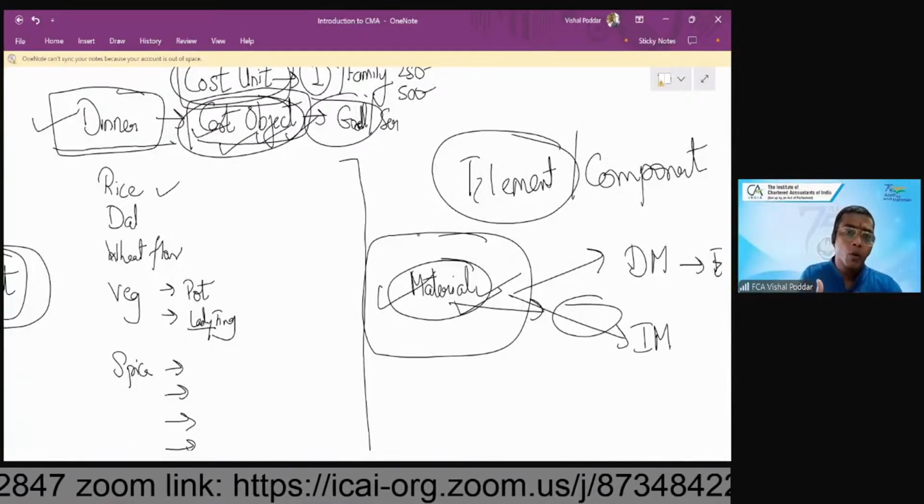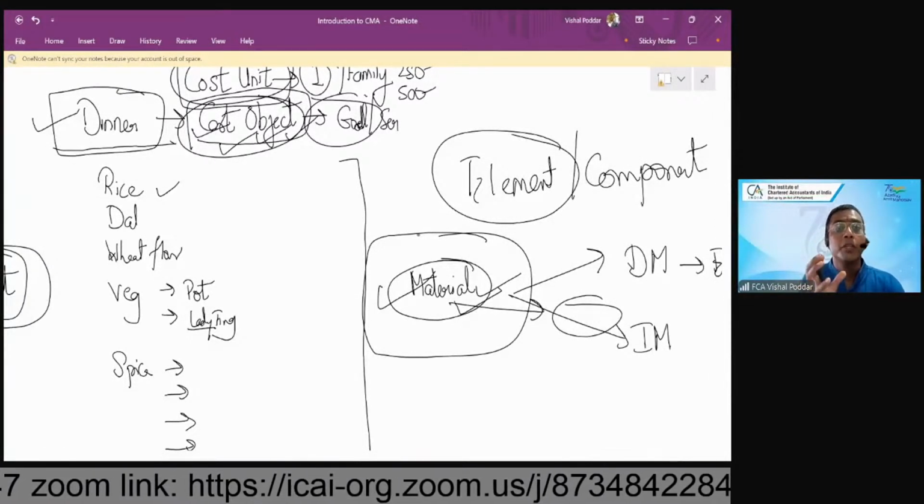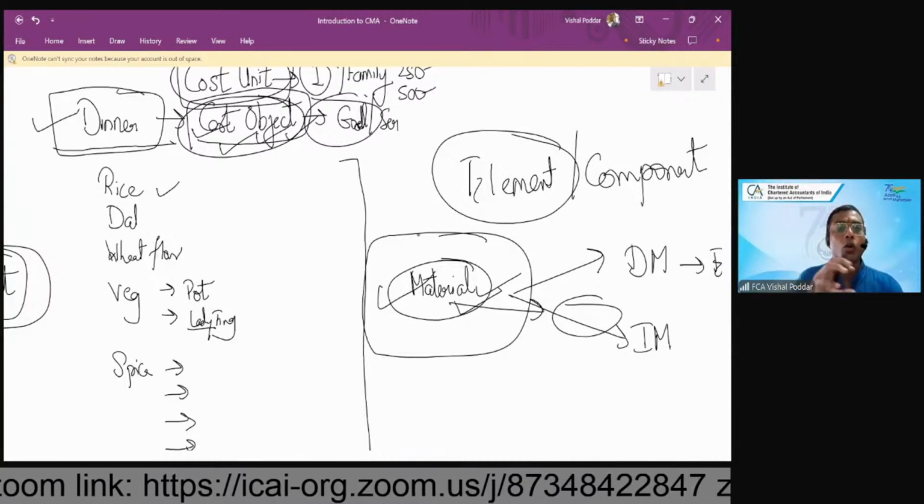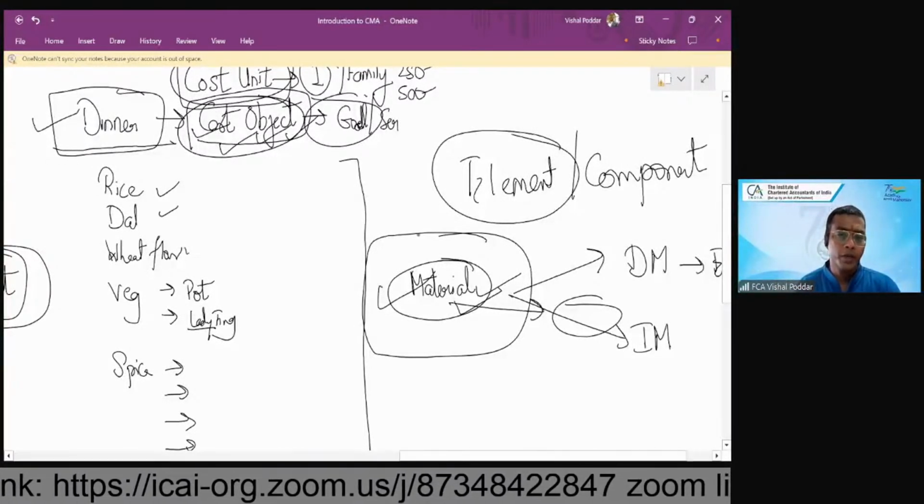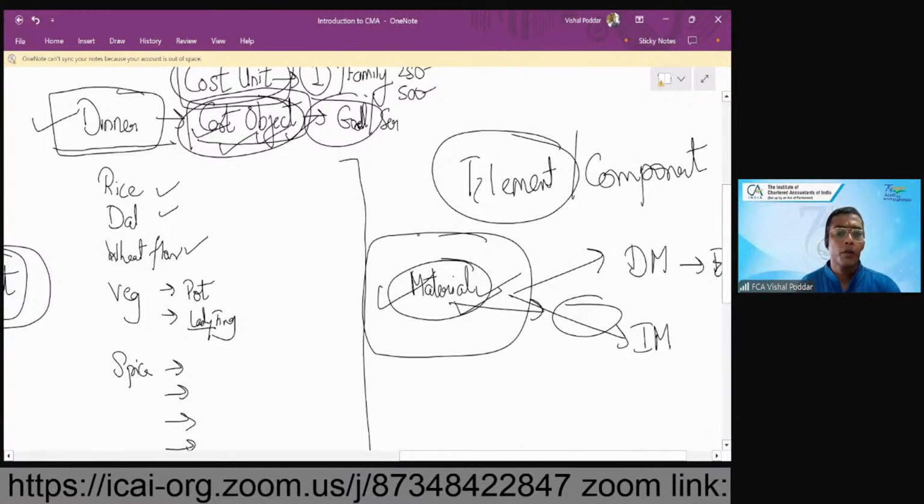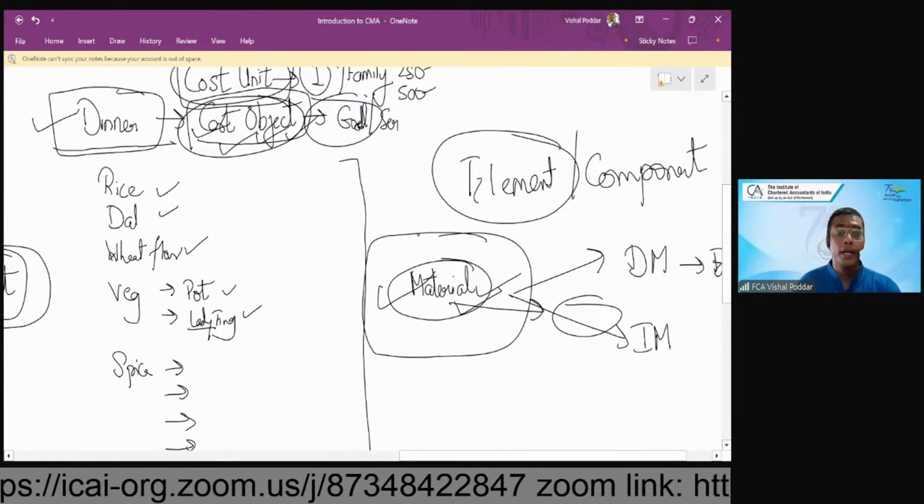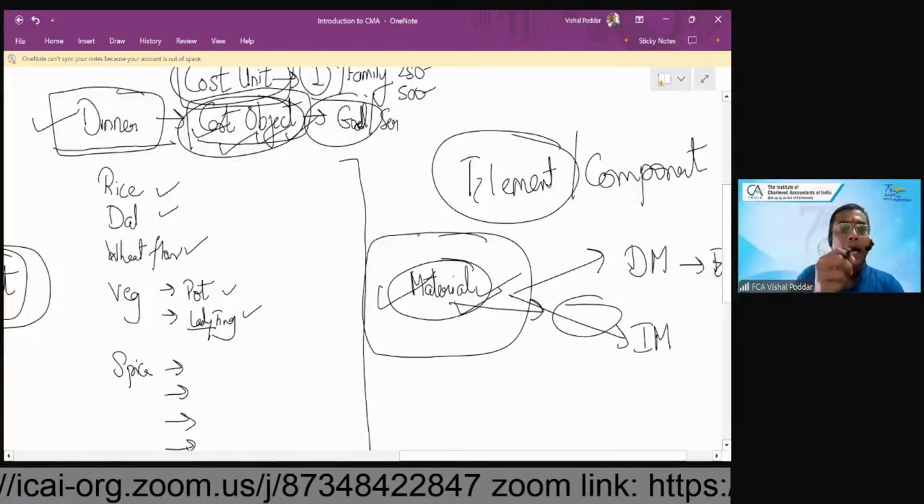Generally, when your mom cooks or anybody in your family cooks, they have this measurement ready. Okay, I will require 2 cups of this. I will require 1 bowl of this. Similarly, for dal, I know the measurement. For this, I know the measurement. For vegetables also, I know the broad idea. These are all easily identifiable.